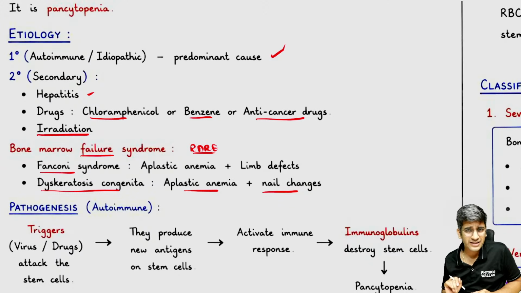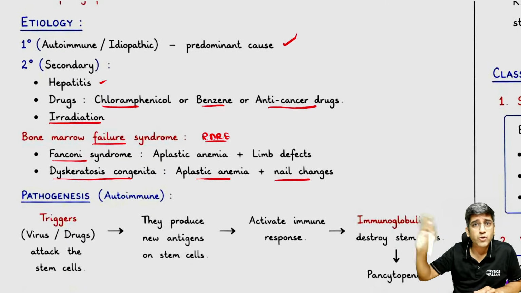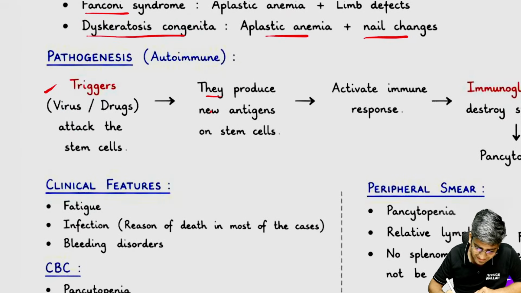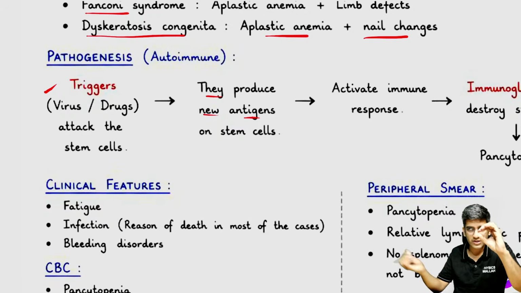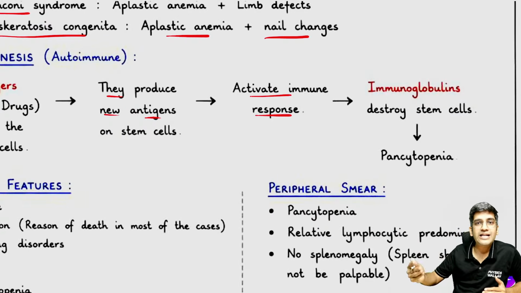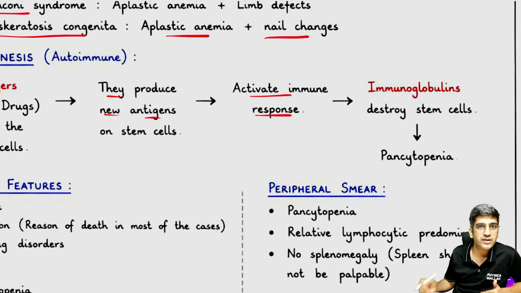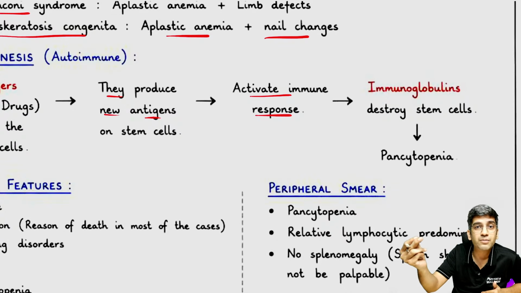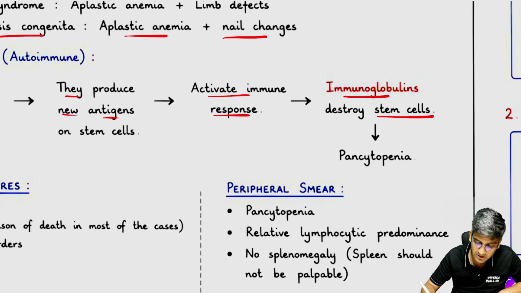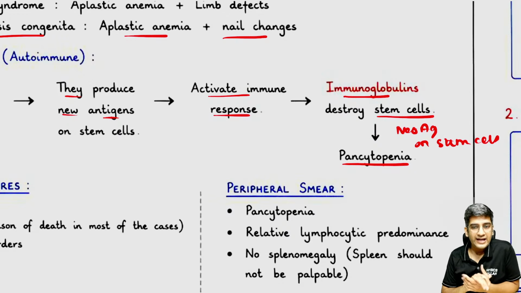Your pathogenesis is very, very simple. It's an autoimmune disease. Most of them are idiopathic, so we put them under autoimmune. So what happens is, any trigger, virus or drug, which attacks the stem cell, creates new antigens, right? There's a normal stem cell, a virus comes and destroys, a new antigen is produced. The new antigens are abnormally detected by my immune cells. The lymphocyte identifies the new antigen as foreign. So they produce antibody against the new antigen. But where is the new antigen? On the stem cell. So these immunoglobulins destroy stem cells because the neoantigens are on the stem cells. And obviously when stem cells are gone, we end up having pancytopenia.